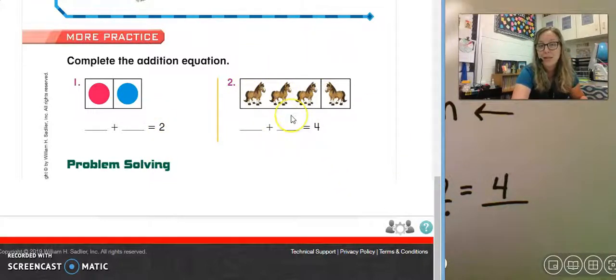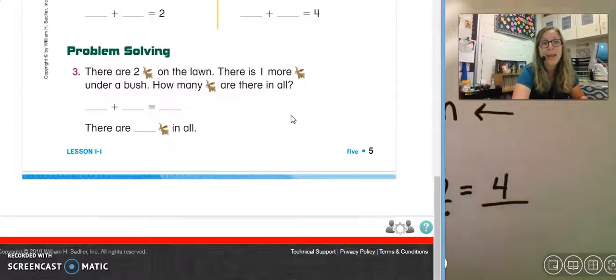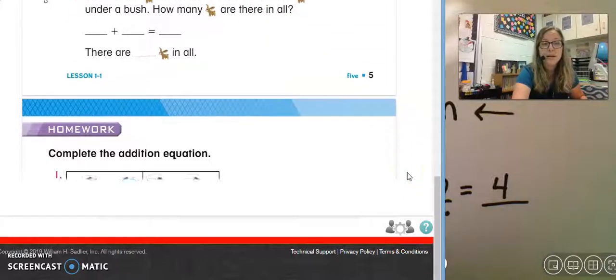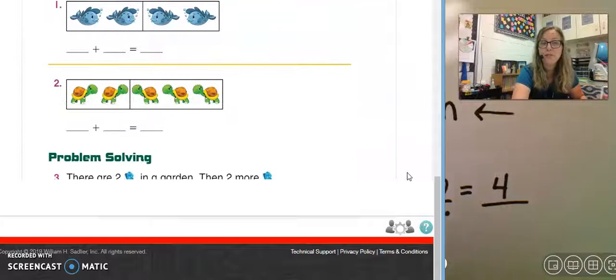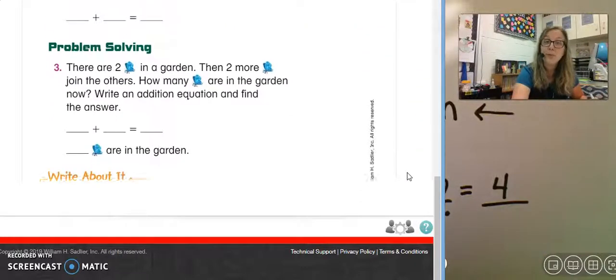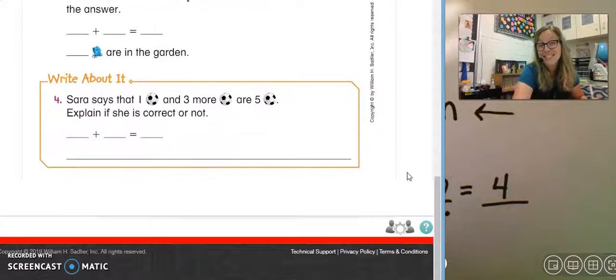Do the same thing with number 2. Number 3 is a word problem. So you're going to need to use your best sounding out to solve this word problem. And I want you to go ahead and try to get that one solved. Okay, and then the back of that page, there's just a few more problems I want you to work through and practice what we've learned about today.